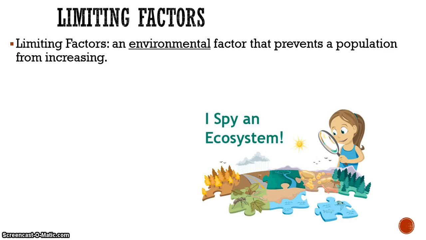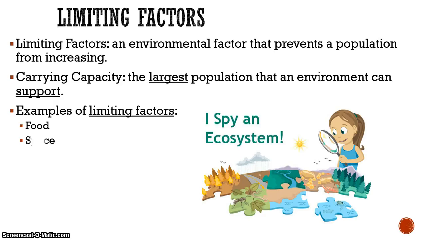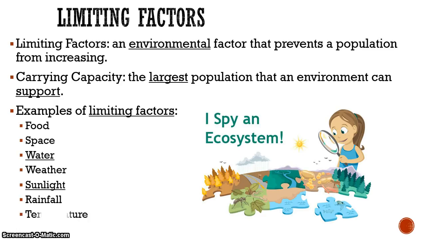We do need to look at some limiting factors. These are environmental factors that prevent a population from increasing, and it's these limiting factors that determine the carrying capacity of an environment or of a habitat. Carrying capacity refers to the largest population that an environment can support. Some examples of these limiting factors include food, space, water, weather, sunlight, rainfall, temperature, and predators.